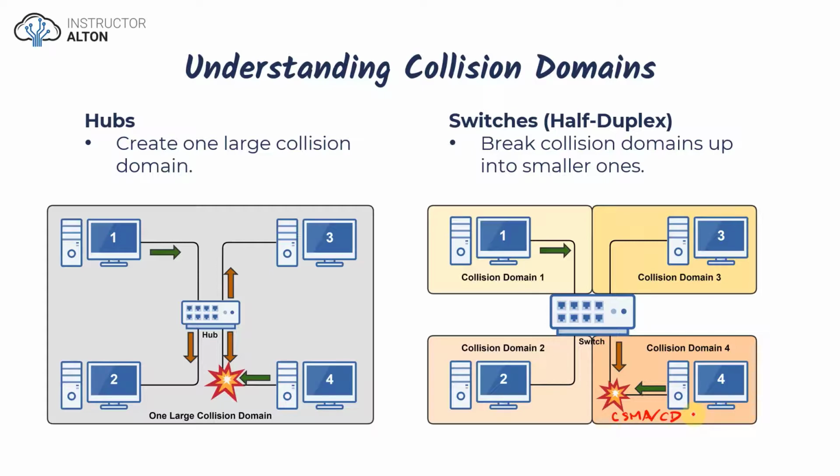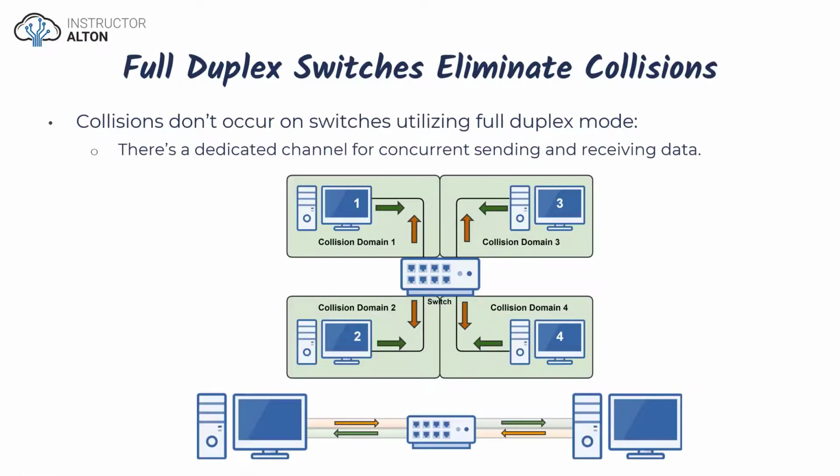Now let's go a step further and let's talk about switches in full duplex mode, because that's a drastic improvement over hubs and switches in half duplex mode. So when we have a switch that operates in full duplex mode, we eliminate collisions altogether because, well, collisions simply don't occur on switches that are operating in full duplex mode.